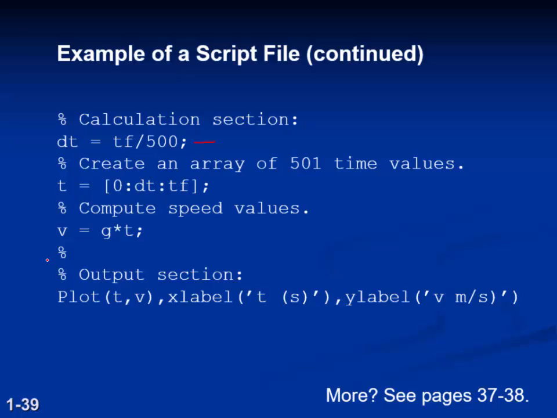between samples. So we're going to do 501 points. Later on, there's a function that actually is better for this. It's called linspace, which I prefer for this. But this actually will calculate t between 0 and tf and give you 500 points in between, plus 0. Calculate the speed values, g times t, and then show the graph.